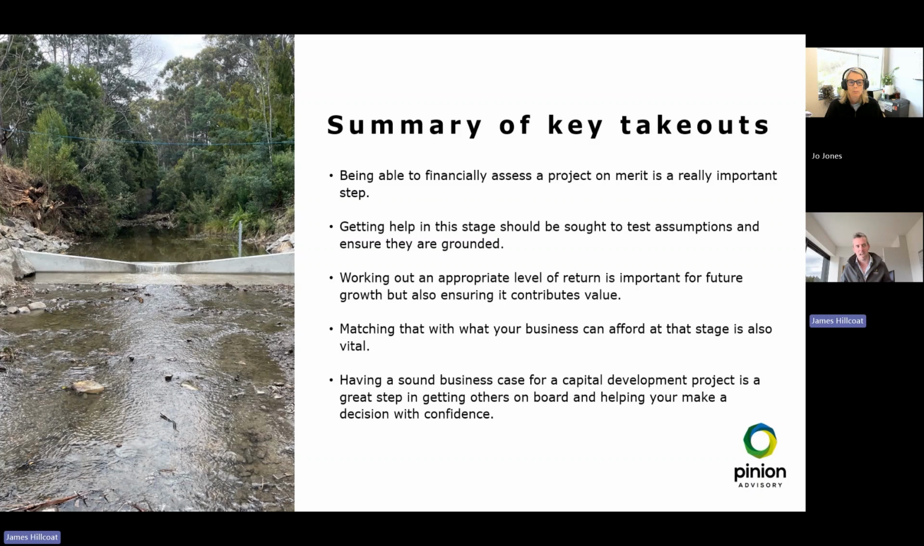We want to be seeking help at this stage to test assumptions and ensure that they're grounded, we're not caught up in our own bias. And then working out an appropriate level of return is really important for future growth, and ensuring that it contributes value, doesn't inject unnecessary risk. Matching that with what your business can afford at that stage is also vital. And then having a sound business case for capital development is a great step in getting others on board and helping you make that decision with confidence and being backed by others.